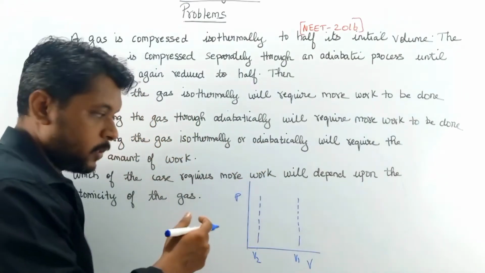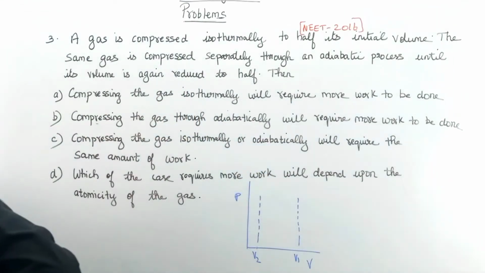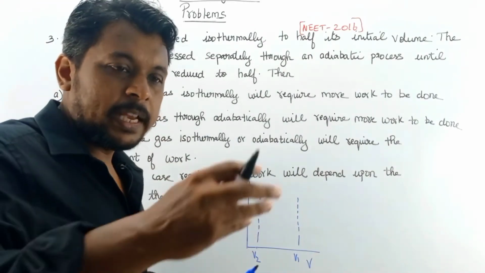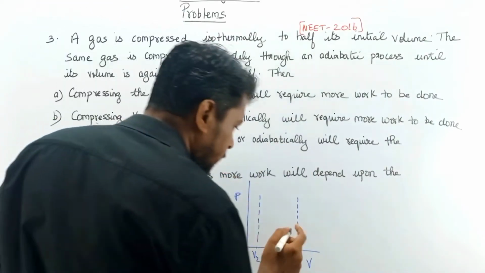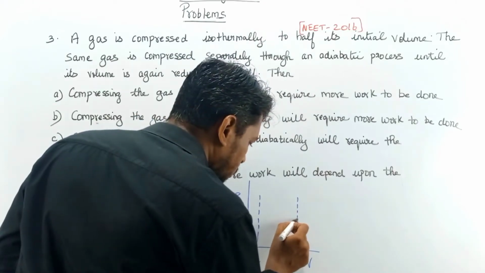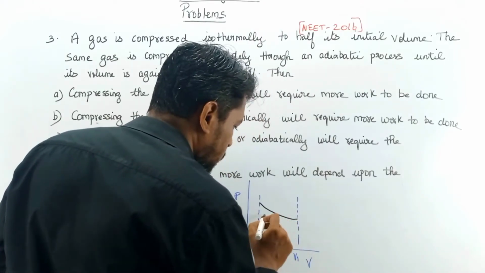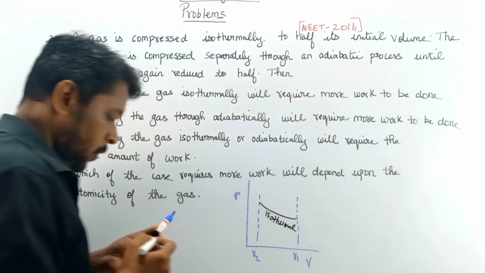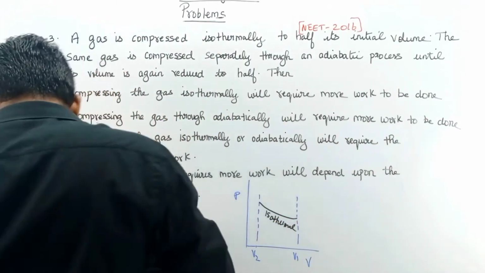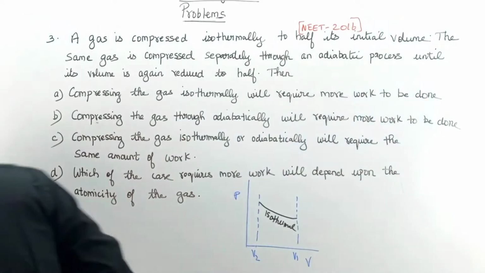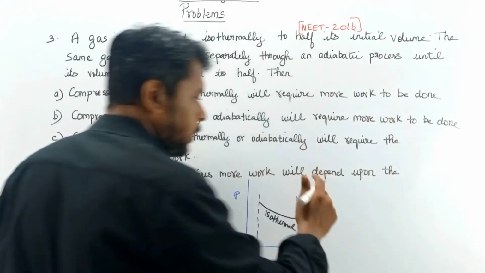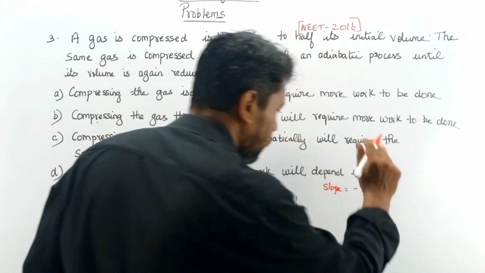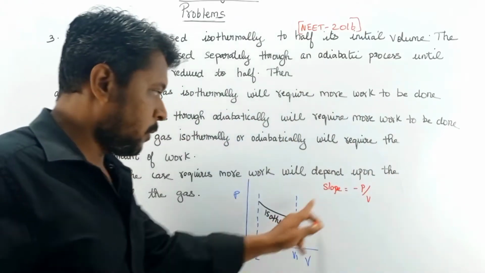So the volume gets compressed. In case of an isothermal process, you will be getting a slightly steep curve. So this is an isothermal process. Okay, so you know the value of slope. The slope of an isothermal process is minus P by V.